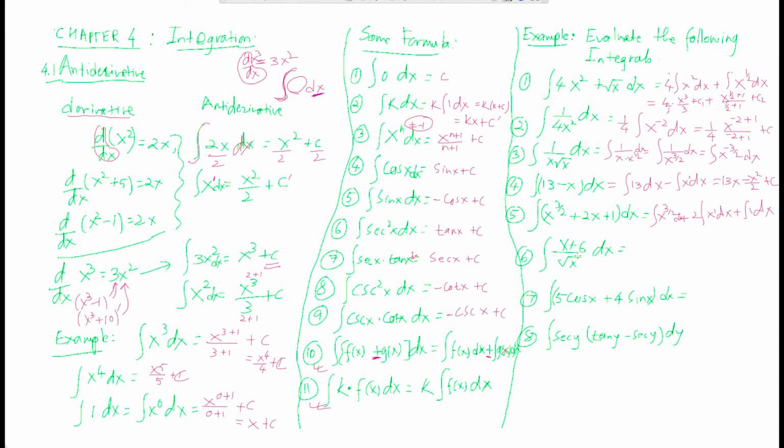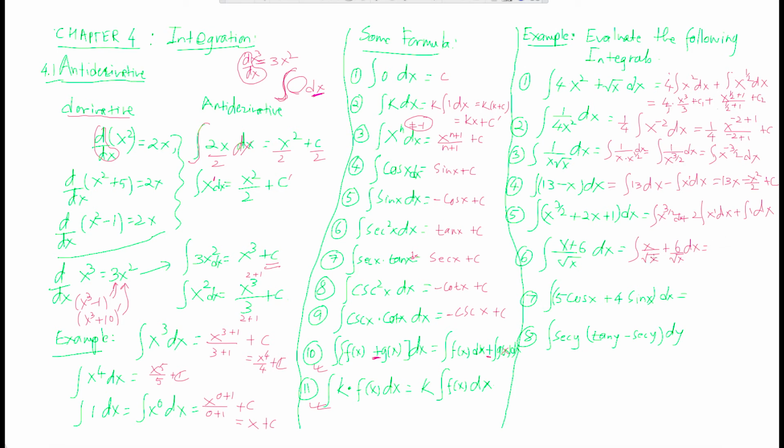How about here on example 6? See, there is x in the top, x in the bottom. How do I simplify this? Because I don't want x in the denominator, because none of these formulas have x in the denominator, right? So what I do here is I split the denominator: x over root x plus 6 over root x, and then dx, right? Now, how much is that?